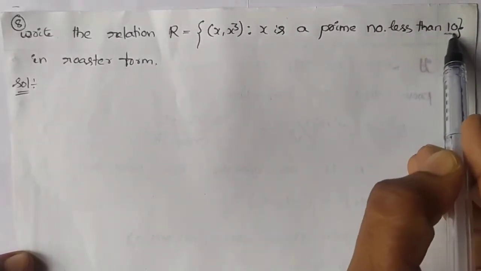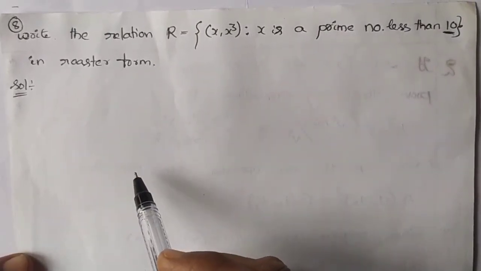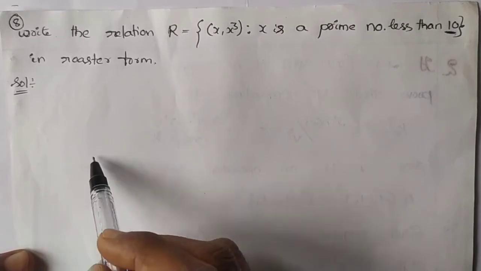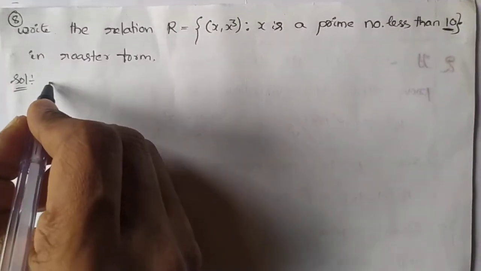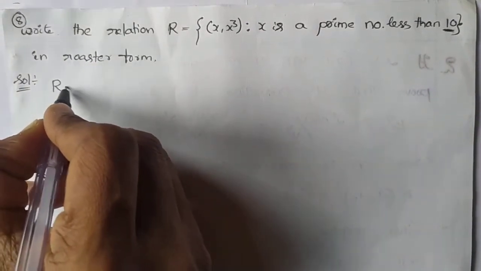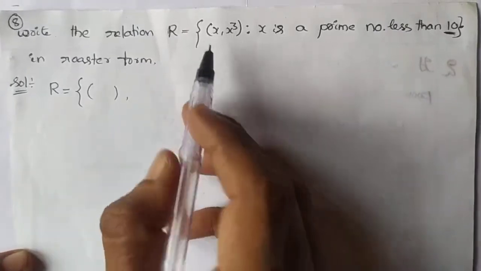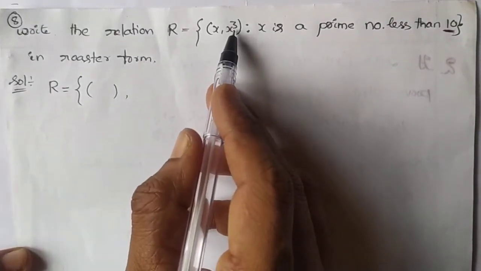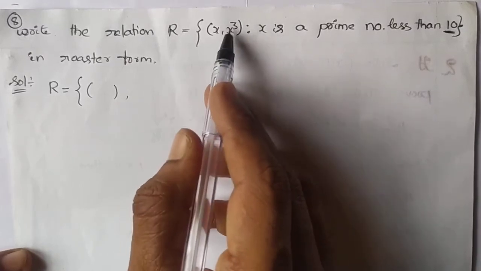We have to take prime numbers which are less than 10. In bridge course itself, I already told you which are the prime numbers, right? Let us discuss. Relation R equals to, the ordered pair is what? (x, x cube).